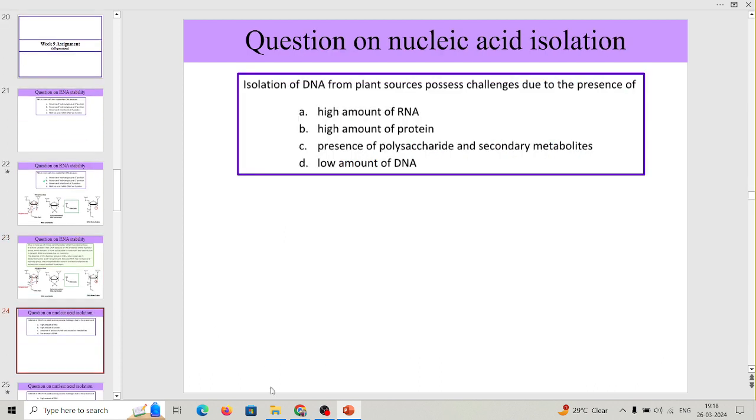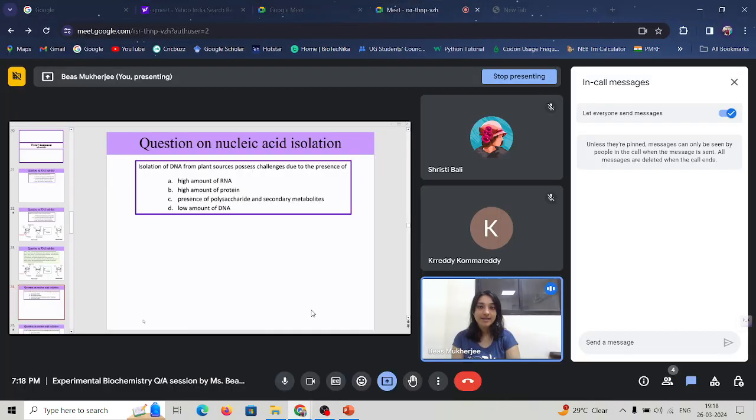Now we will look at the next question. So the next question is also very easy. They are asking you what is the reason for the isolation of DNA from natural sources being so challenging. So the right answer would be which one? High amount of RNA is present, high amount of protein is present.